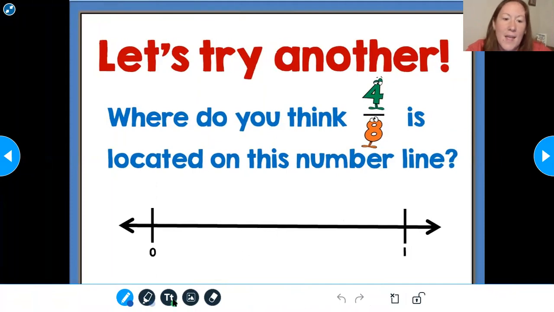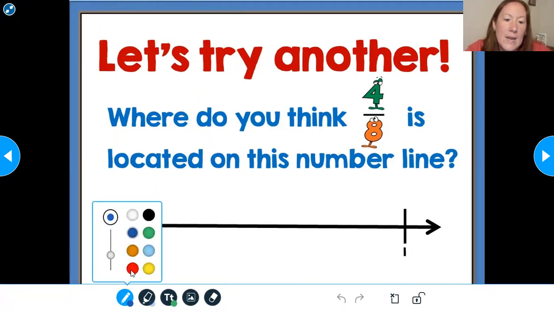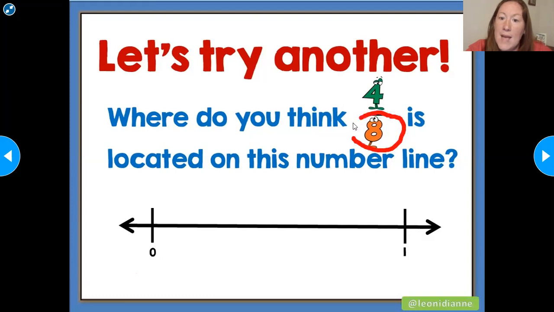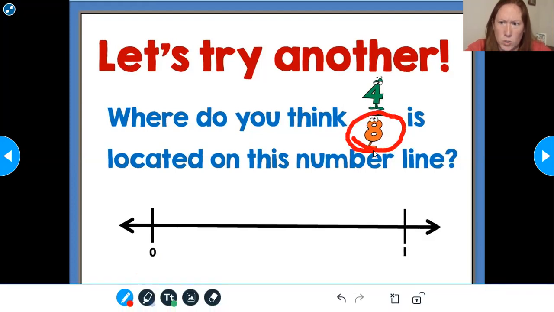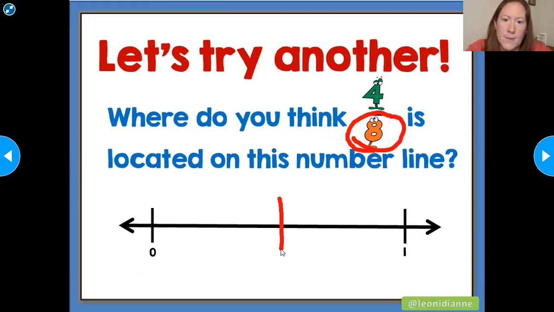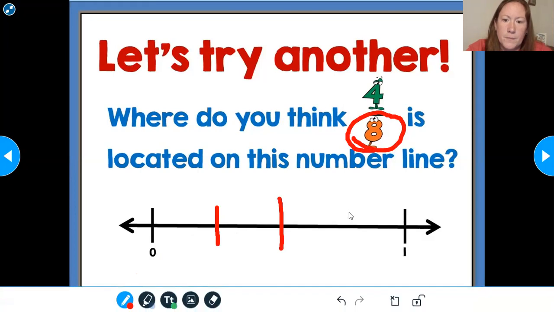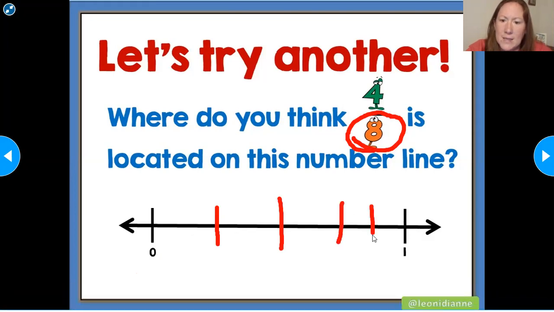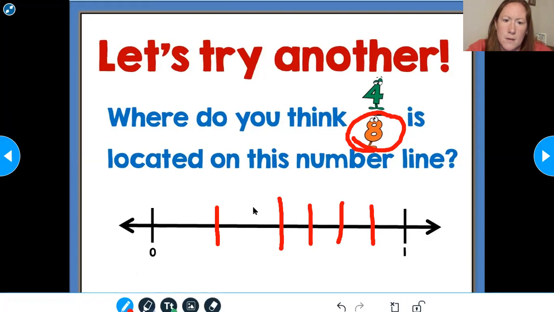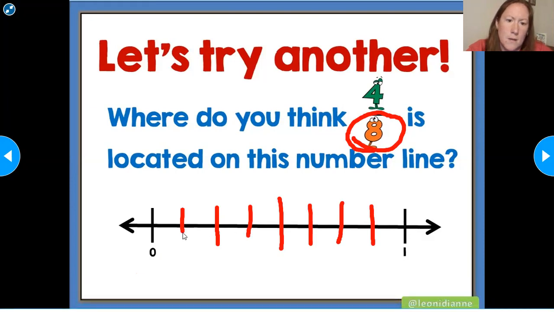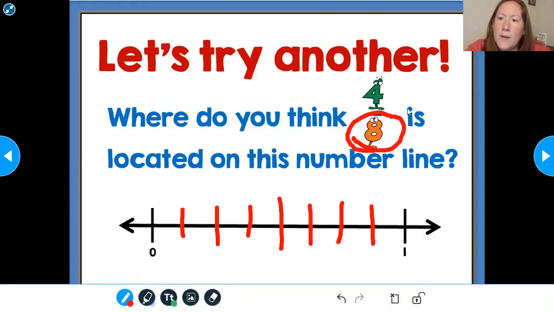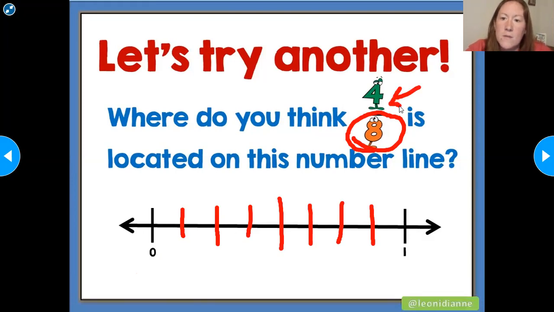All right, welcome back. And you have hopefully created your number line. You have it broken into 8 equal parts because that's what the denominator tells us to do, right? I'm going to do my best to break it into 8 equal parts. Okay, and the numerator, it's telling us how many spaces we count over. And how many spaces are we counting over?